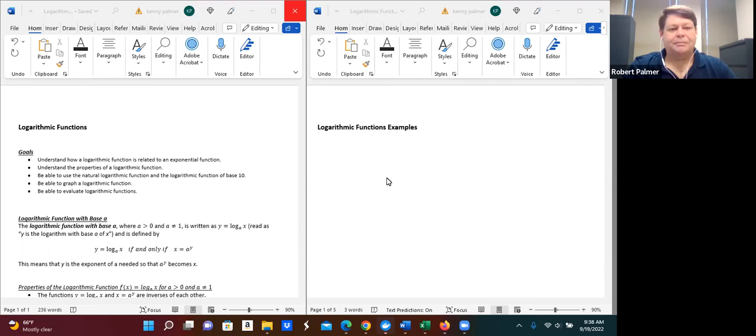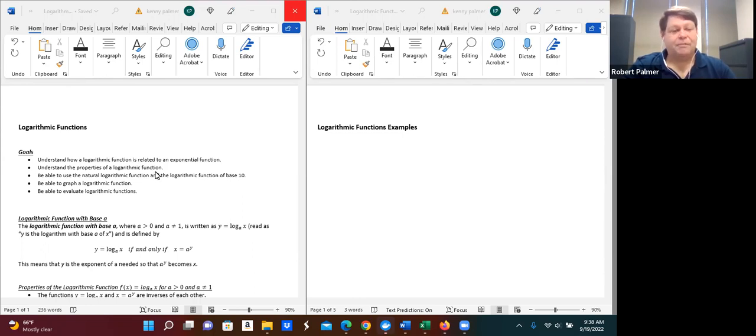Hello, everyone. Welcome back. Today, we're going to talk about logarithmic functions, what they are, and how they're related to exponential functions. So our goals are to understand how a logarithmic function is related to an exponential function, and how they both give us the same information.